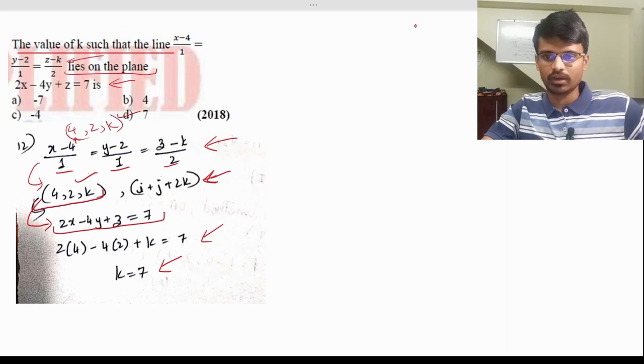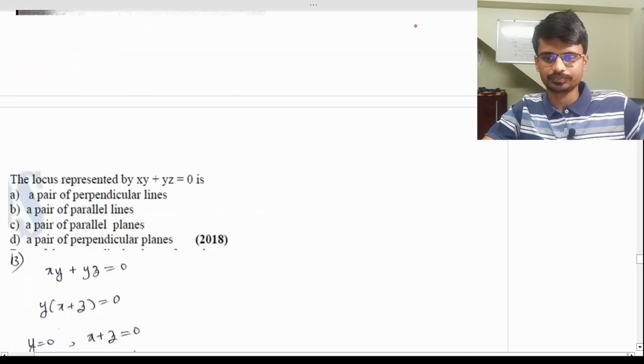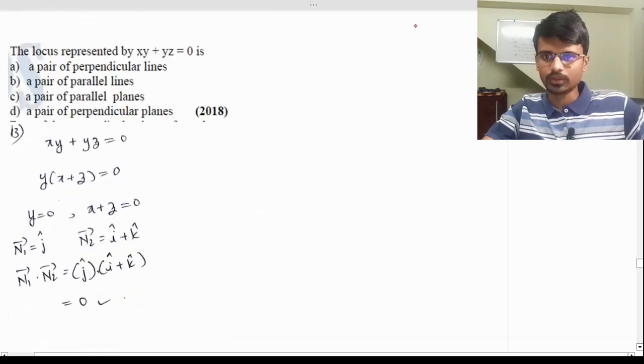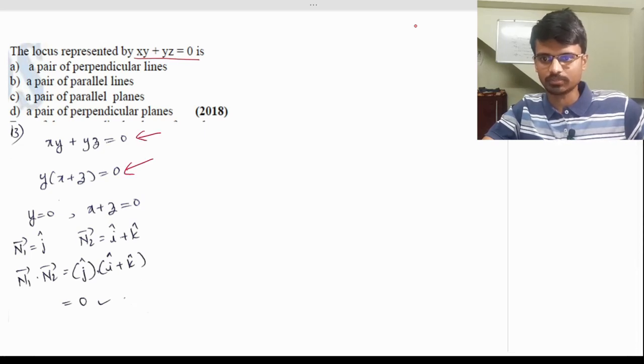We have found that point and we are substituting the coordinates in the equation of the plane. The equation of plane is already given to us. In that we are substituting and finding our value of k. Moving on. The locus represented by this equation. If I simplify, I'll get something like this. If I take y common, y times (x plus z). So from this I can write y equal to 0, x plus z equal to 0. These are nothing but equations of planes, right?